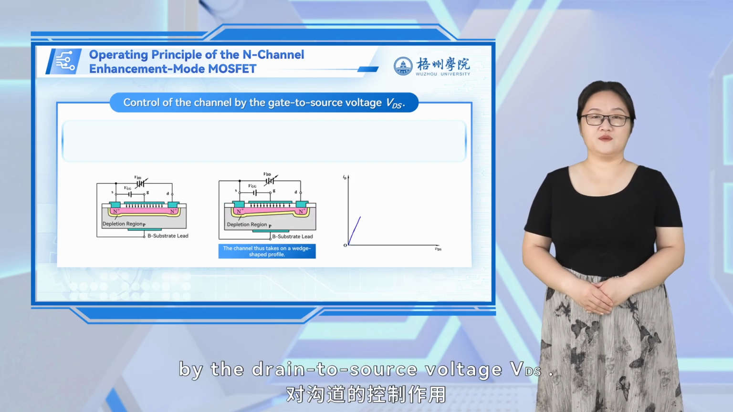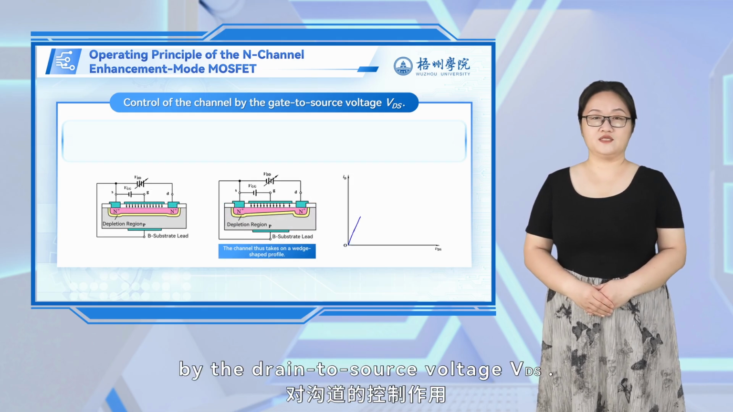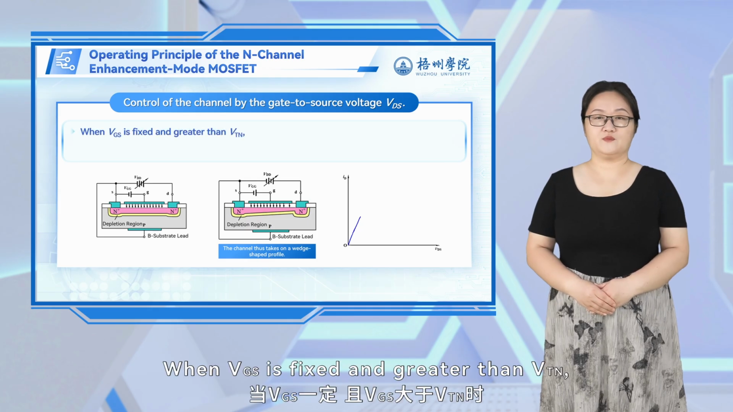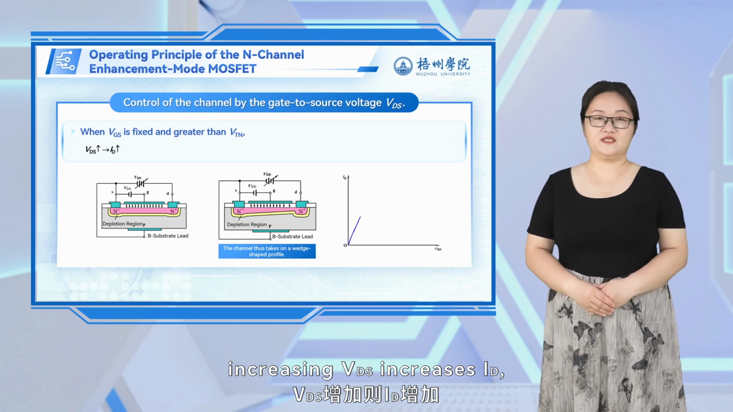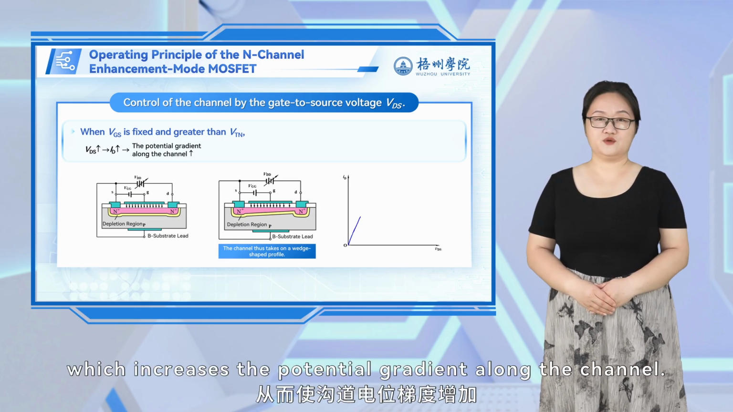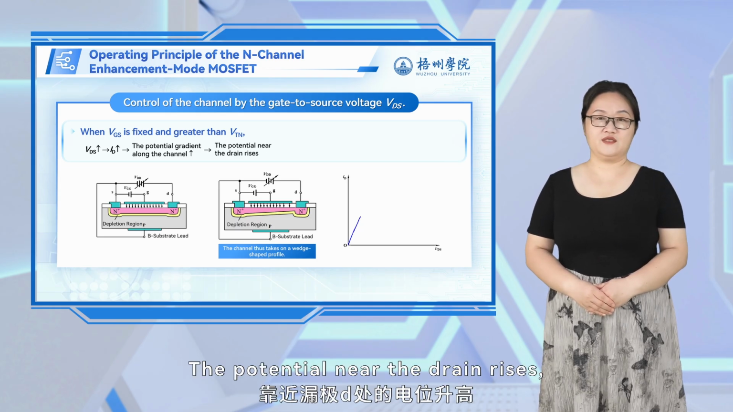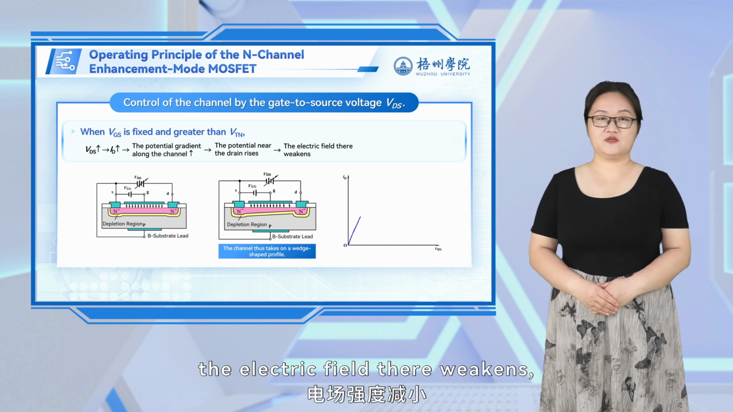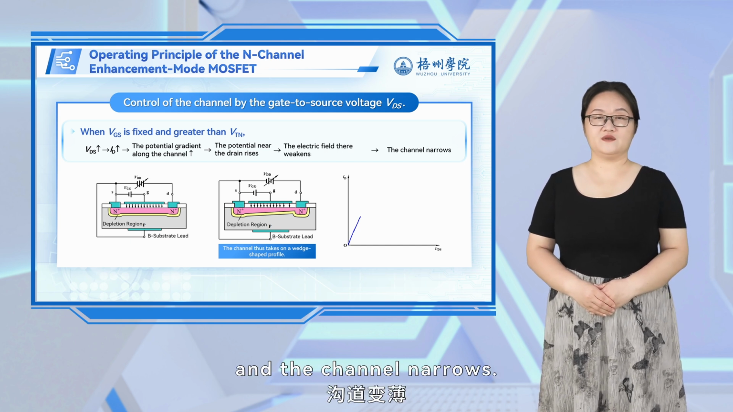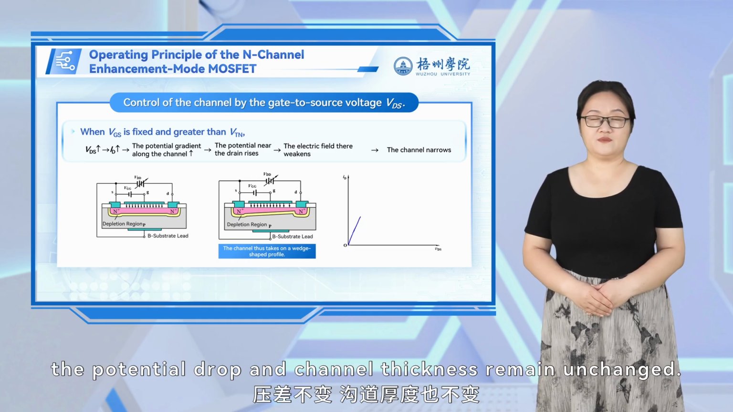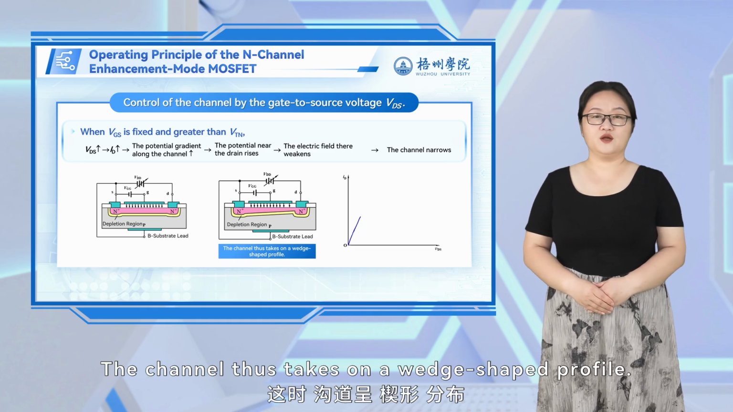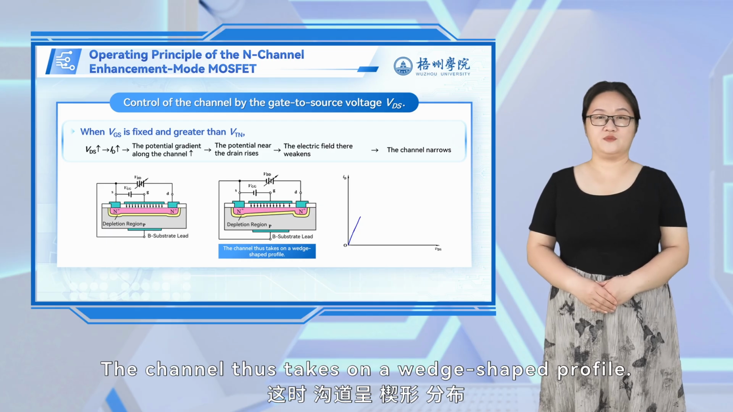Control of the channel by the drain-to-source voltage V_DS. When V_GS is fixed and greater than V_Tn, increasing V_DS increases I_D, which increases the potential gradient along the channel. The potential near the drain rises, the electric field there weakens, and the channel narrows. Near the source, the potential drop and channel thickness remain unchanged. The channel thus takes on a wedge-shaped profile.